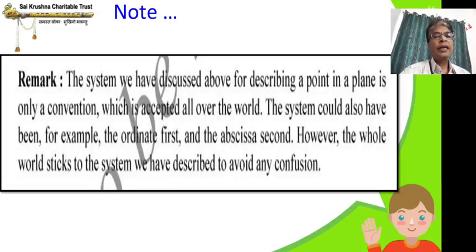However, the whole world sticks to the system we have described to avoid any confusion, right from probably Descartes' time or maybe subsequently, when this system was clearly developed and finally accepted by all. Everybody started using x comma y. So, there is no point in trying to put y comma x, which will unnecessarily confuse the system which everybody all over the world follows.